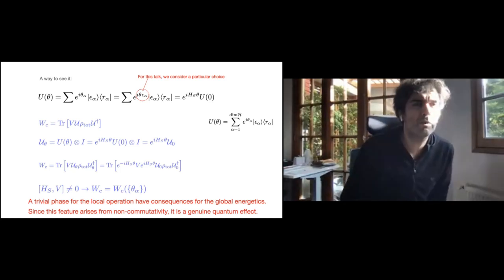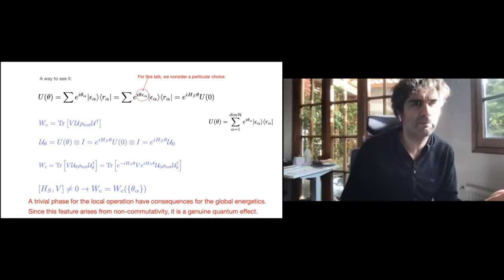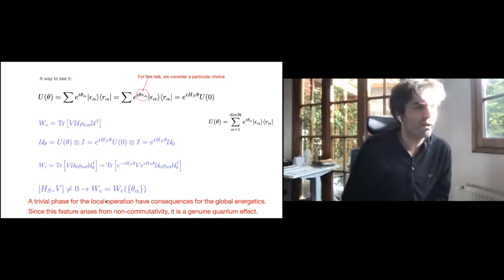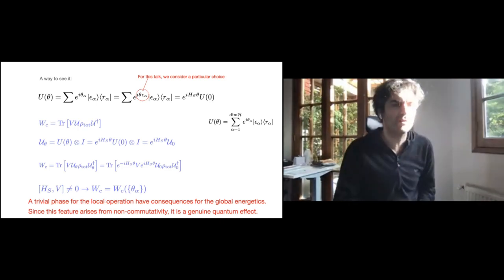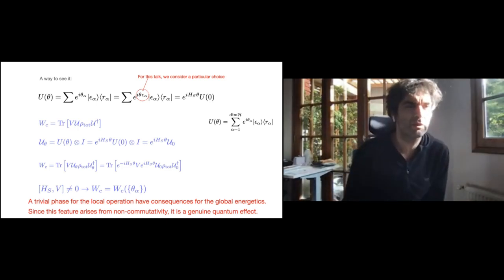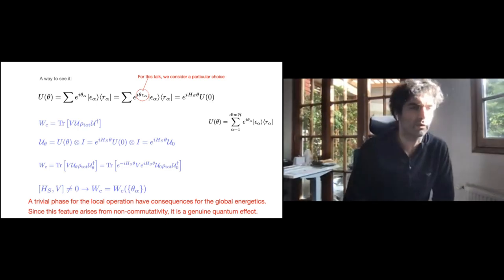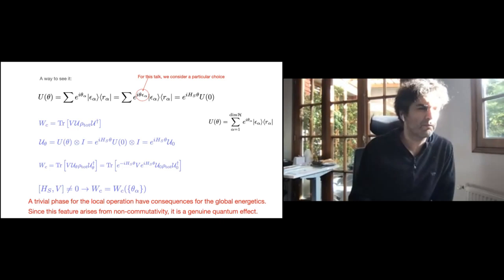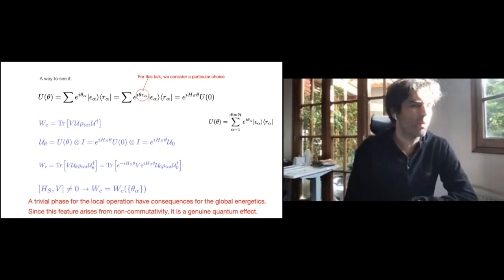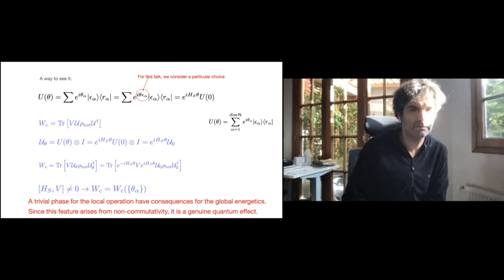This unitary is performed on the battery when the battery is disconnected from the charger, but anyway, the phases have an effect on the global energetics because even though the battery is disconnected from the charger, it is correlated to it, right? So, okay, this is the quantum effect. And we want to now discuss this cycle in an example.